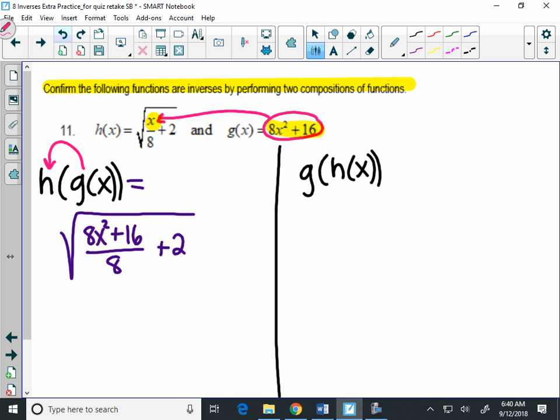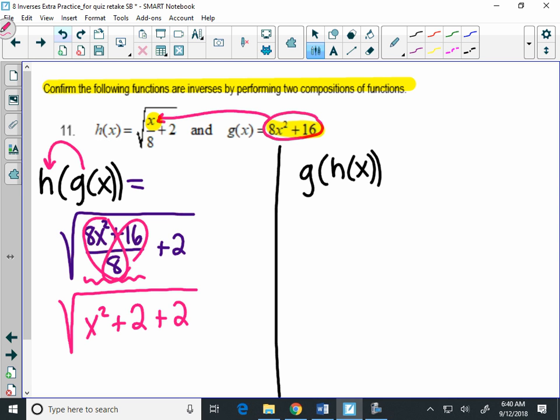So the first thing you need to do is simplify underneath the radical. That means we want to simplify this fraction to start. Well, let's think, 8x squared over 8 is just x squared. 16 over 8 is plus 2, and then I have an extra plus 2 on the end. All right, now we have to simplify again. I'm still not allowed to just take the square root. So then I would have the square root of x squared plus 4.